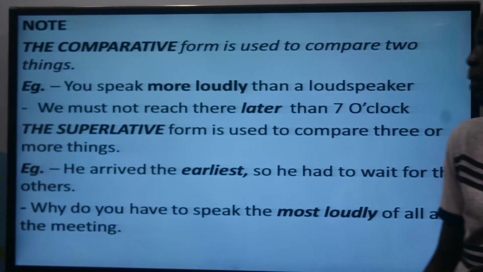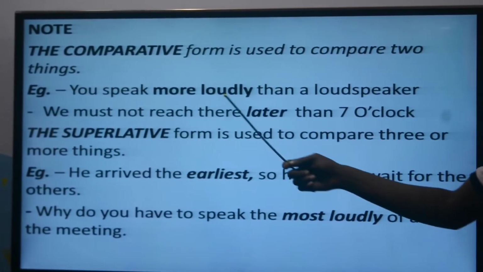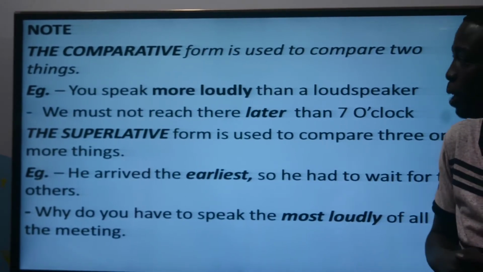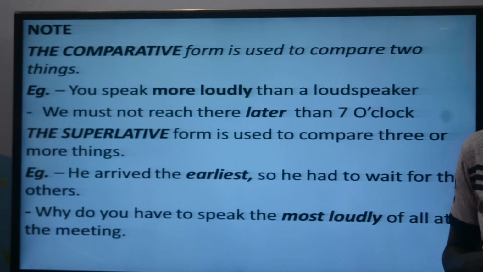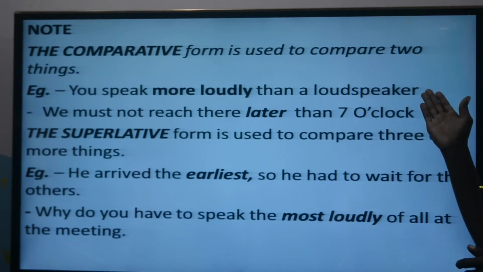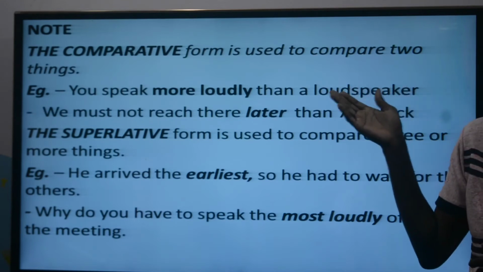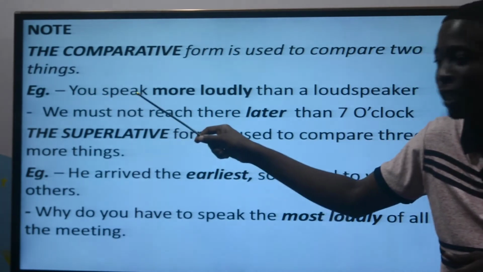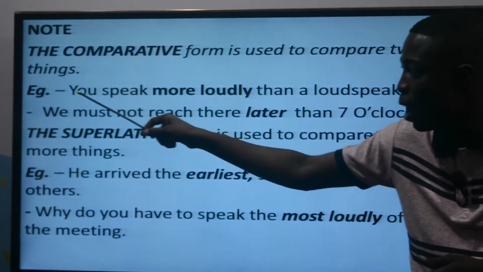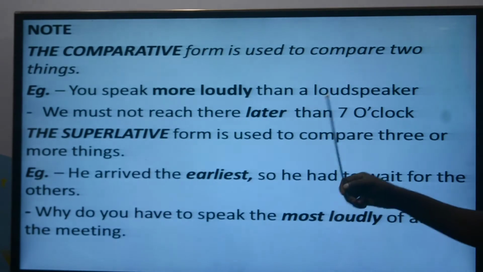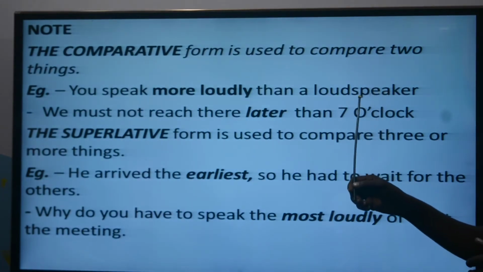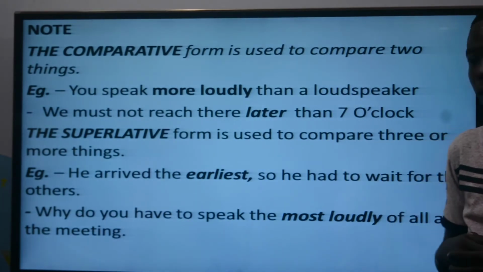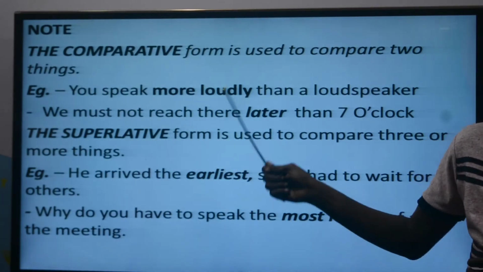So when we check these examples, we have, you speak more loudly than a loud speaker. Somebody may ask, what are the two things here that we are comparing? First and foremost, you is doing the speaking. So we are comparing you and then loud speaker. So these are the two things we are comparing in this sentence. That is why we used more loudly.